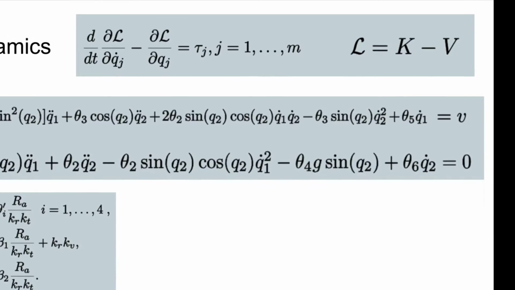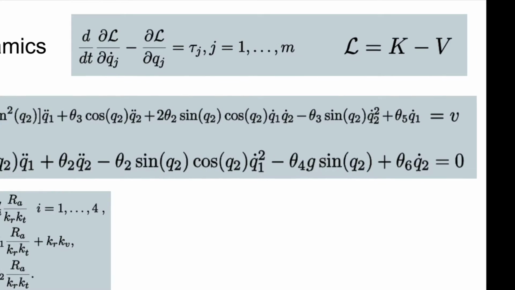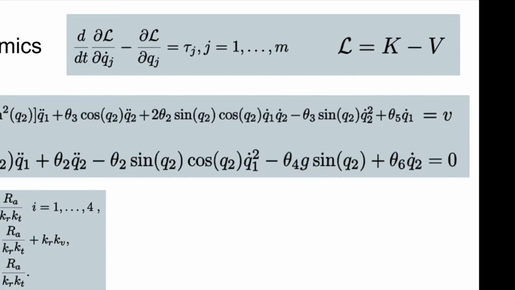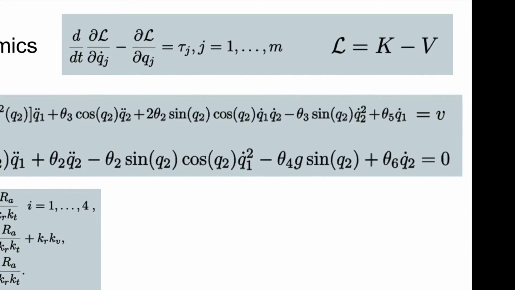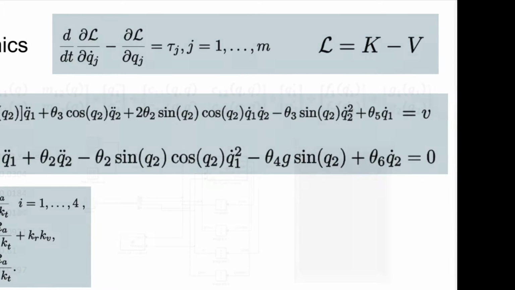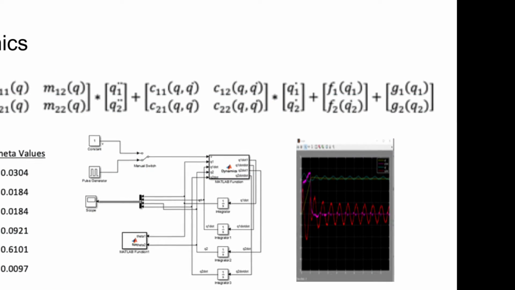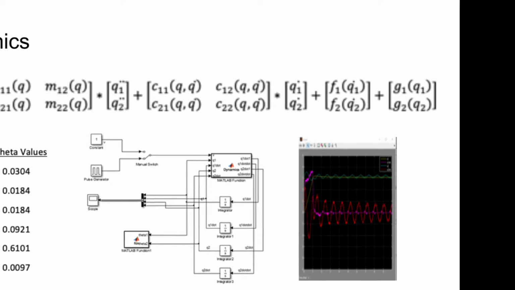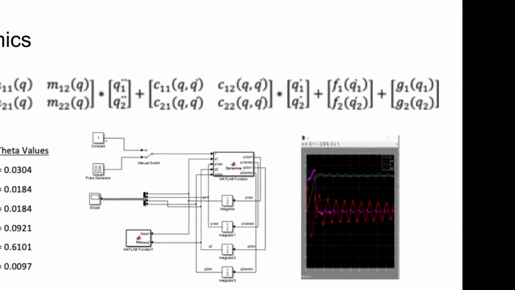We then used the Lagrangian, the kinetic energy of a system minus its potential energy, to derive the equations of motion to model the dynamics of the robot. This resulted in one equation for each of the two joints. The equations of motion were then arranged into matrix form so that they could be used to estimate the theoretical physical parameters of the system.